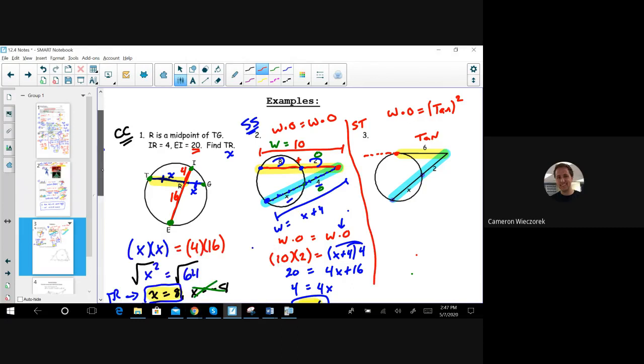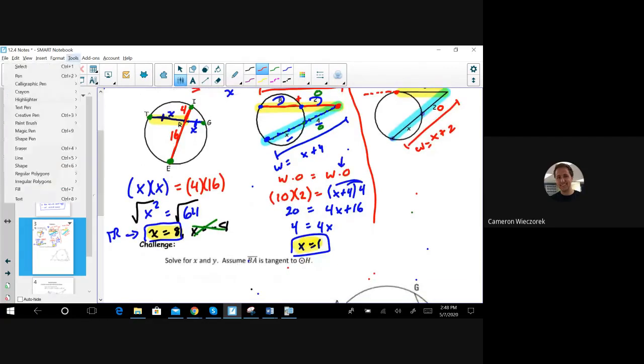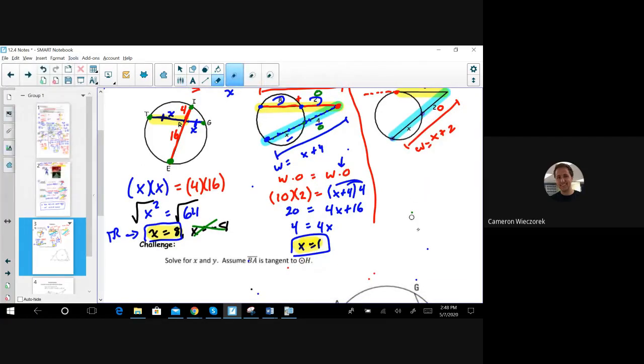Okay, so if I set this one up for the secant, let's label, the whole thing would be x, that's the part inside the circle, plus the 2 on the outside would be x plus 2, and then the outer part would just be 2. So there's my whole, there's my outside. So I'm going to set up, erase some of these dots. There we go. Whole times outside equals tangent piece squared.